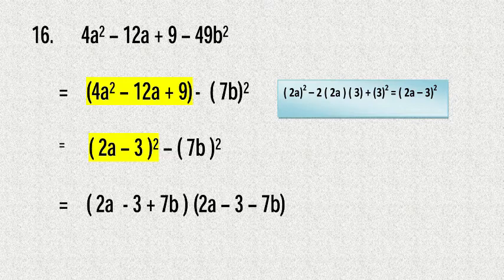As 49 is a perfect square, express 49b square as 7b whole square. Observe the question now. Now we have the standard form of a square minus b square. In this case, 2a minus 3 is considered as a and 7b is considered as b. So represent a square minus b square as a plus b into a minus b. That is 2a minus 3 plus 7b into 2a minus 3 minus 7b.